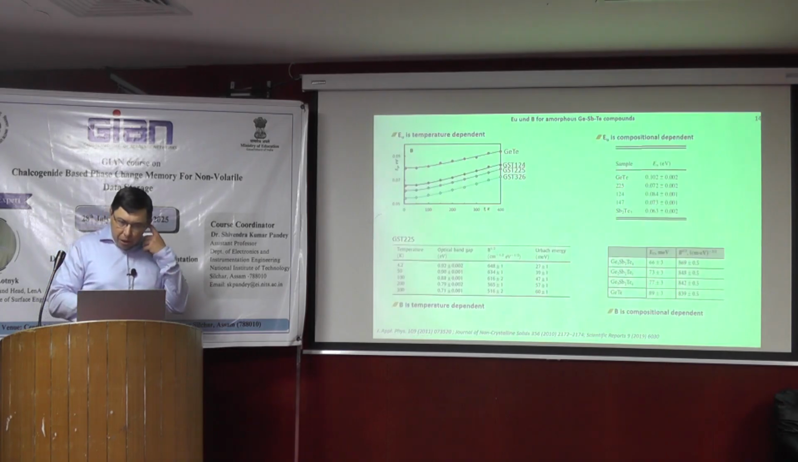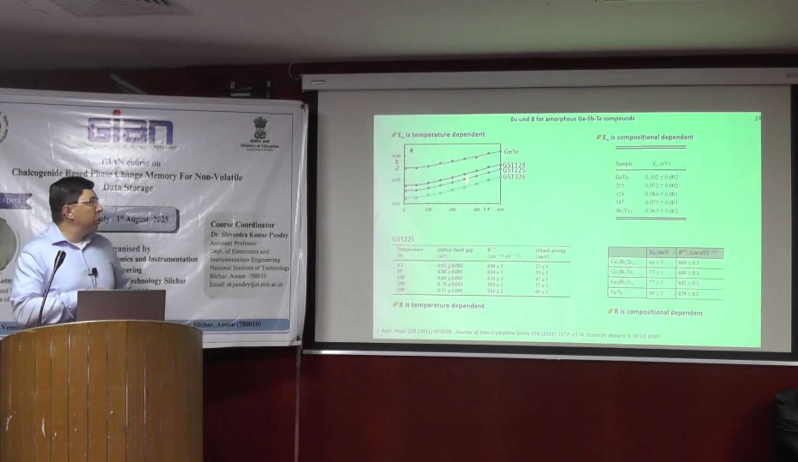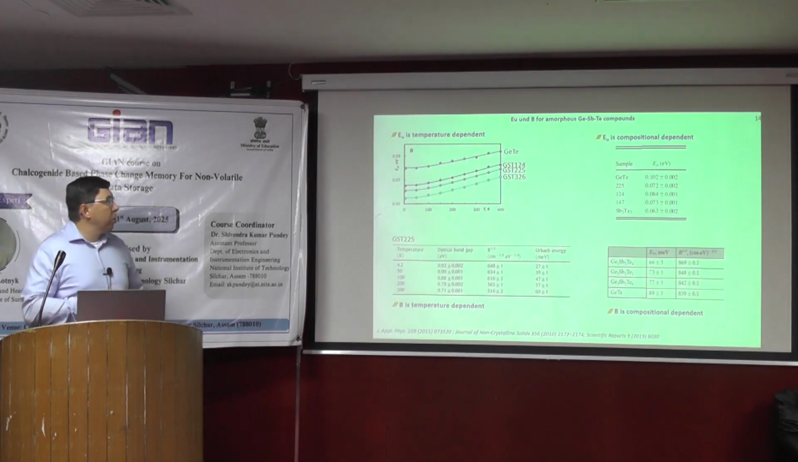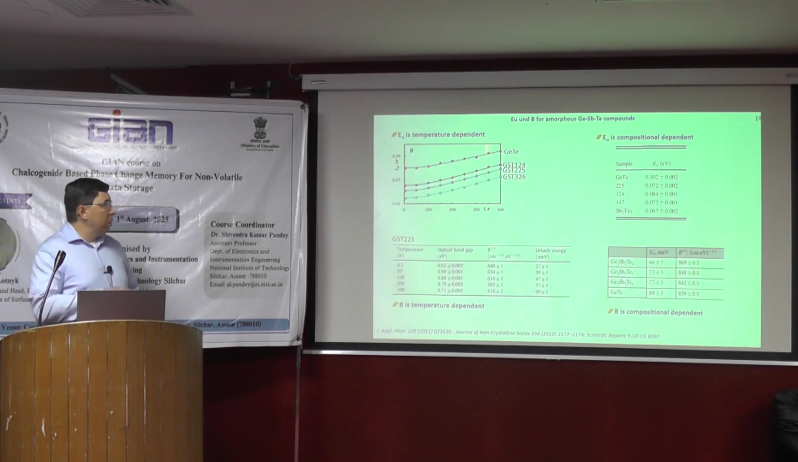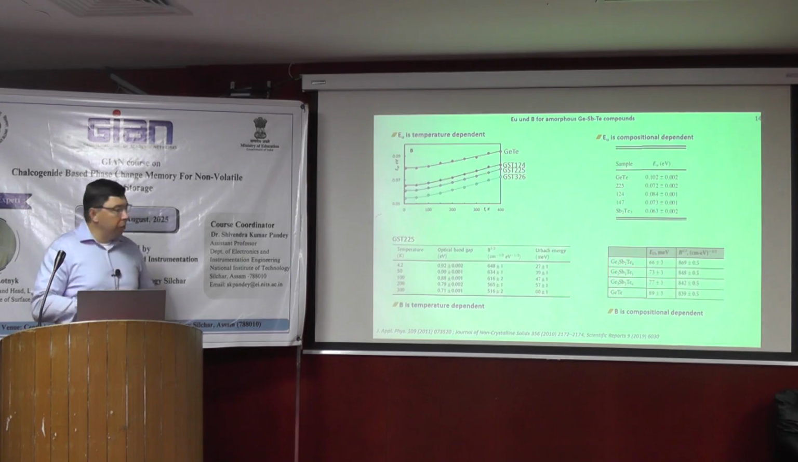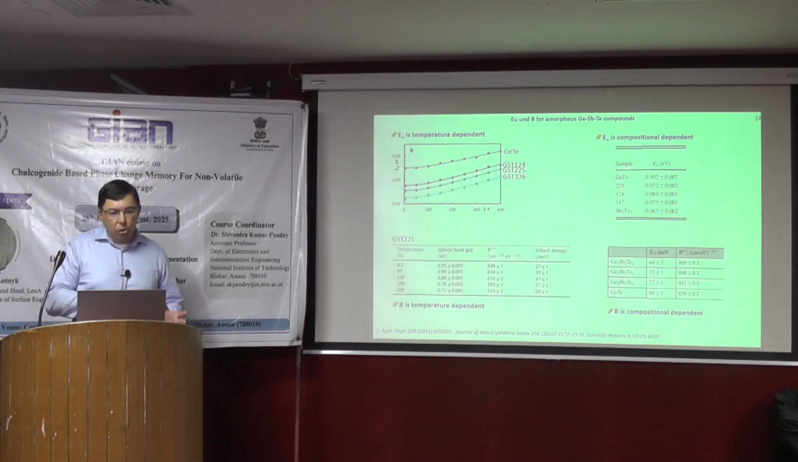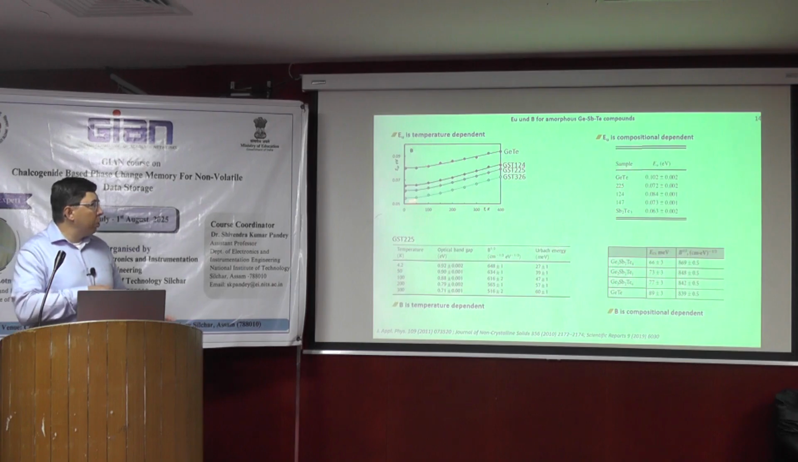Now let us look at the dependence of the E_U on the composition and the temperature. So at room temperature, the Urbach energy is compositionally dependent, it's decreasing from germanium telluride to GST 3-6. It's also temperature dependent. So it's also decreasing toward 0 Kelvin. So it shows that the disorder in the system is also somehow reducing at 0 temperature.